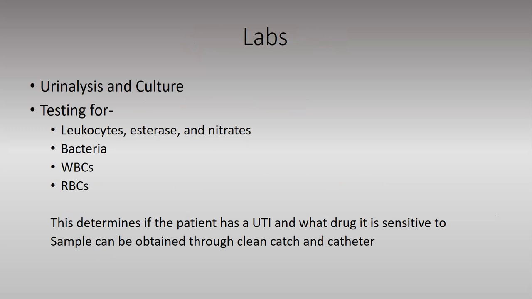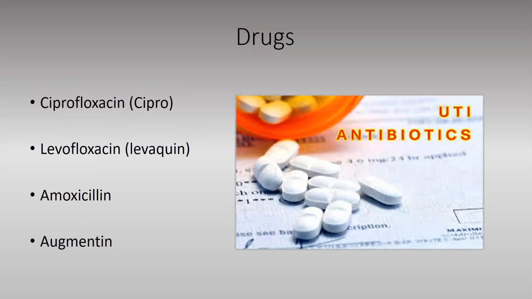As far as labs, they're going to do a urinalysis, a culture, and a sensitivity test to find out what infection they have and which antibiotic will be the best one to fix it. They're testing for leukocyte esterase and nitrates, and looking for bacteria, white blood cells, and red blood cells. For this block, I want you to know ciprofloxacin, which is Cipro, levofloxacin, which is Levaquin, amoxicillin, and Augmentin. We'll talk more about those in class.